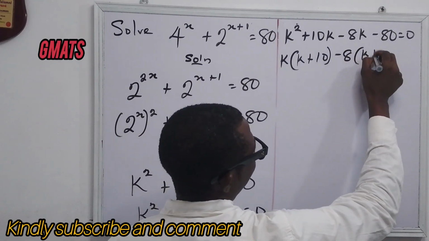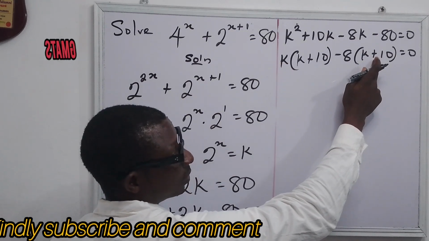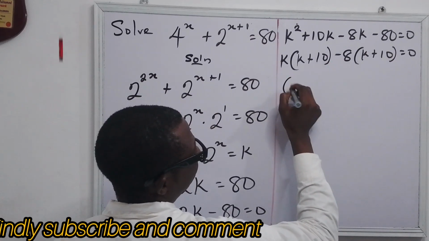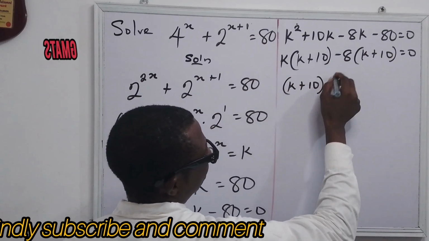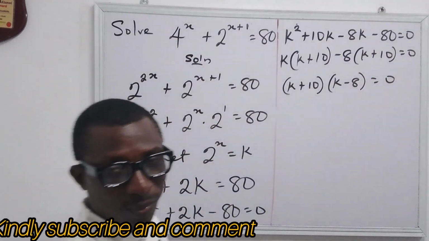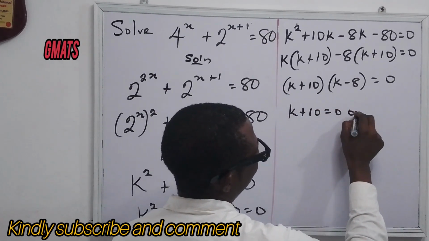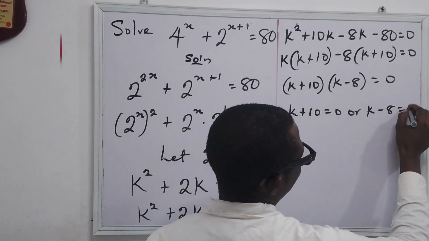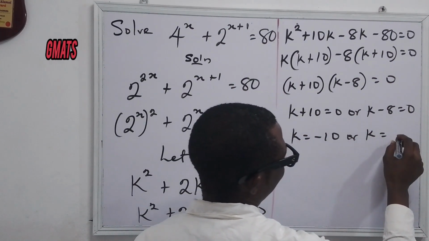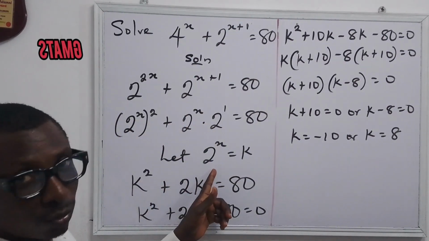So we have k plus 10. Don't forget the sign we change here. Okay, so now this is the common factor here. The GCD, we have k plus 10 and k minus 8 equals 0. So we have two numbers multiplying each other to have 0. So it's either k plus 10 is 0 or k minus 8 is 0. So k is negative 10 or k is what? 8.